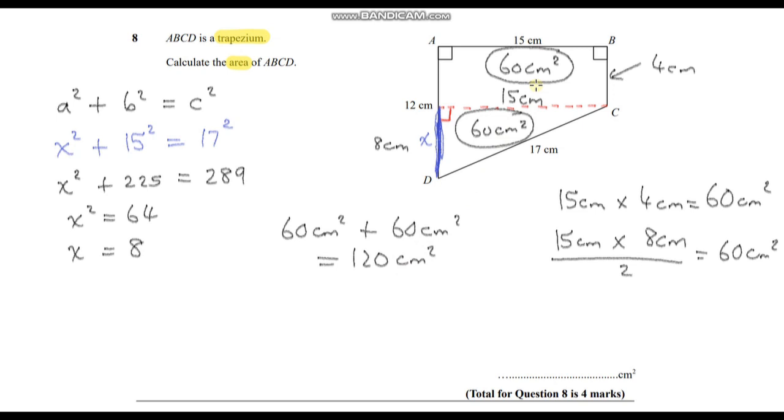And you might be thinking, well, they don't look the same. This area of the rectangle looks much bigger than the area of the triangle. But remember, this is not drawn to scale. Okay, so it is only a sketch. So this is the correct answer of 120. We don't need to write centimeters squared because it is already there.